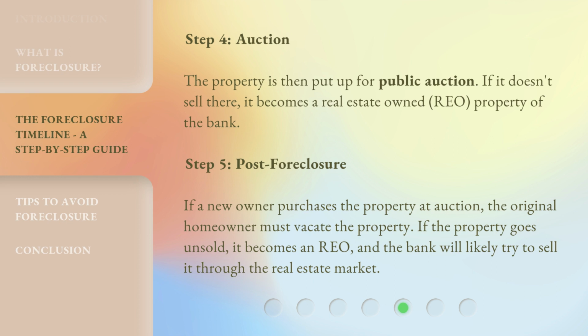Step 5. Post-foreclosure. If a new owner purchases the property at auction, the original homeowner must vacate the property. If the property goes unsold, it becomes an REO, and the bank will likely try to sell it through the real estate market.